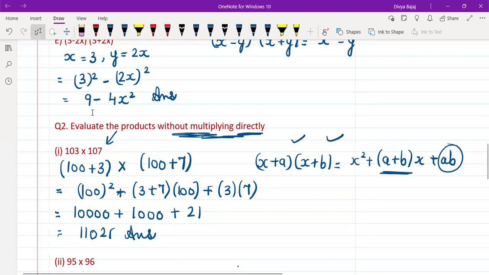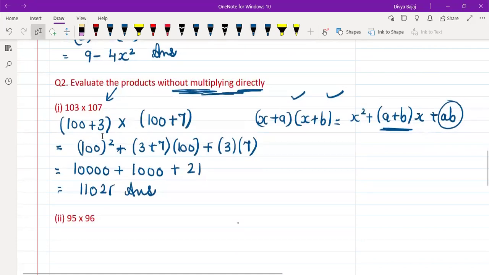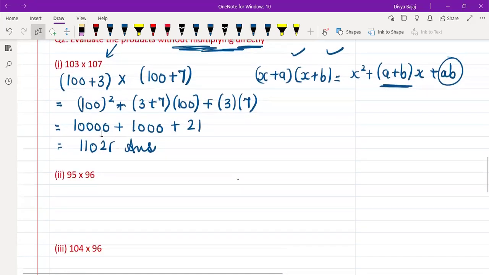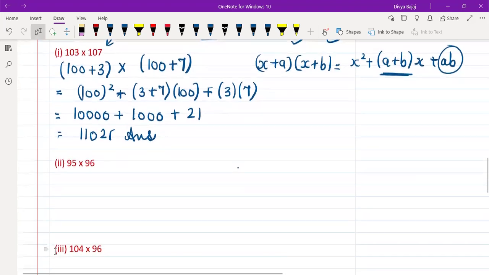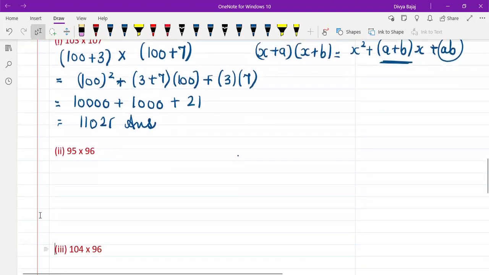Now see, in the second part, we are given numbers in the form of 90s. Now you will see the question carefully. Both the numbers are in the form of 90. Now you can break the question in two ways. You can make it as 90 plus 5 and 90 plus 6 also. Or you can do like 100 minus 5 and 100 minus 4.